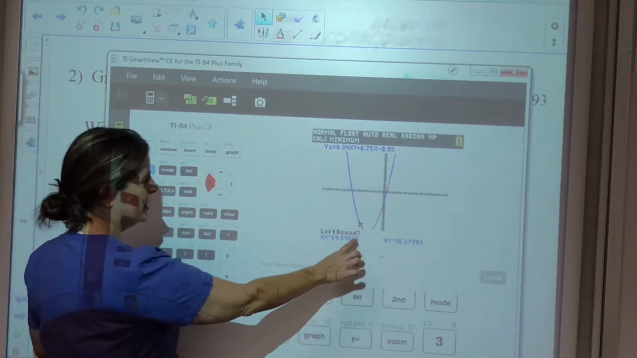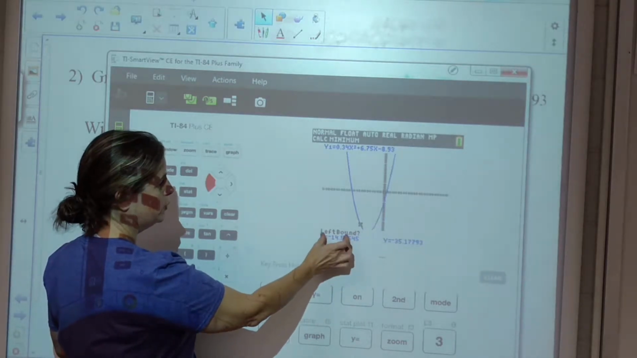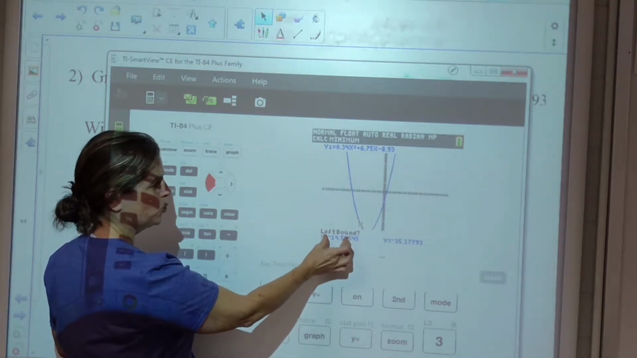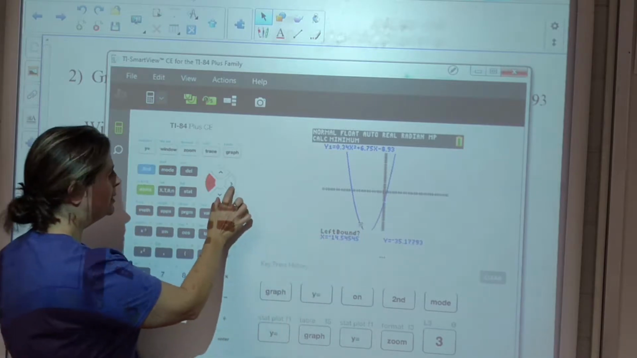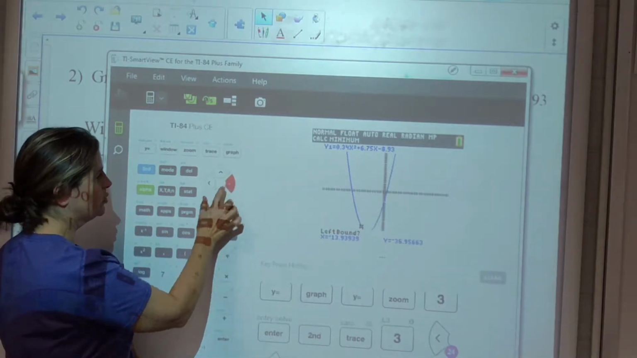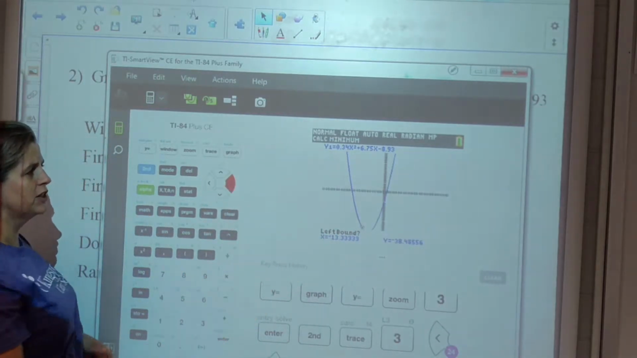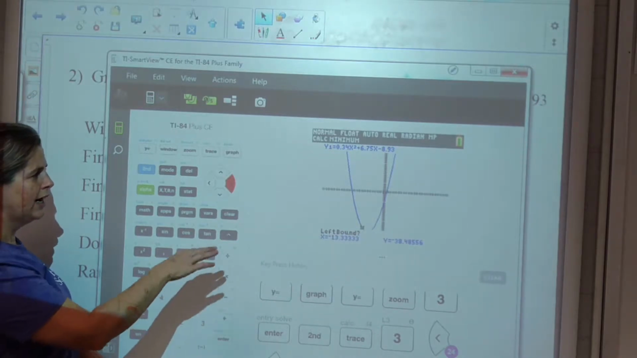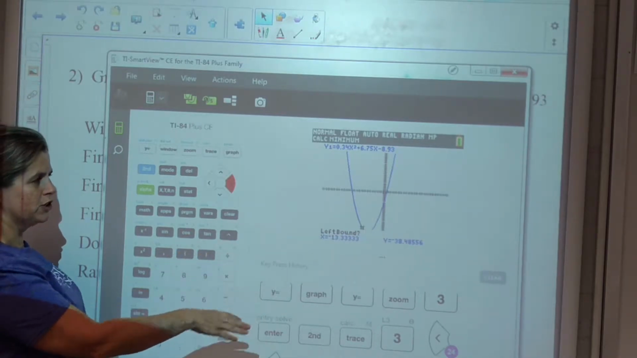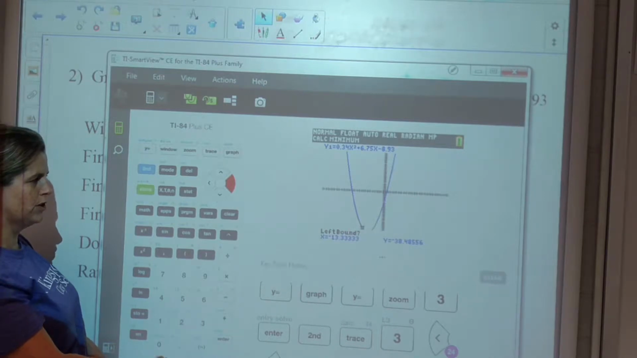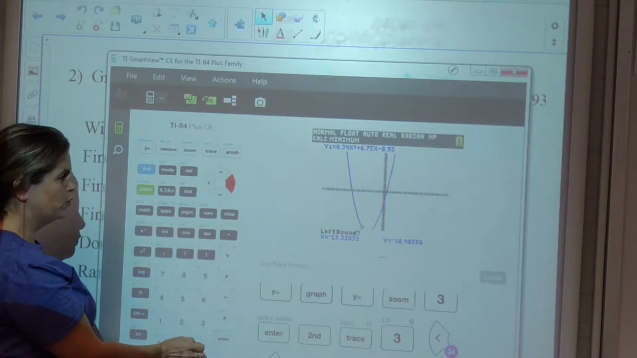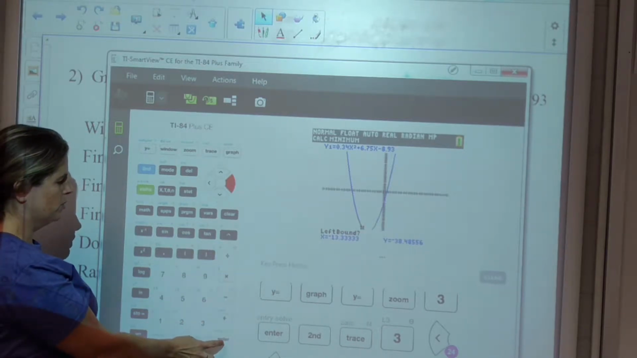There it comes, and it tells you exactly what it wants. It wants the left bound or the left side, and you want to be as close to the vertex as you can. So I'm going to take it down to the very bottom of my screen. I could go a little bit lower and watch the y values, just make sure I don't go to the very bottom, but you're okay if you can see what's going on.